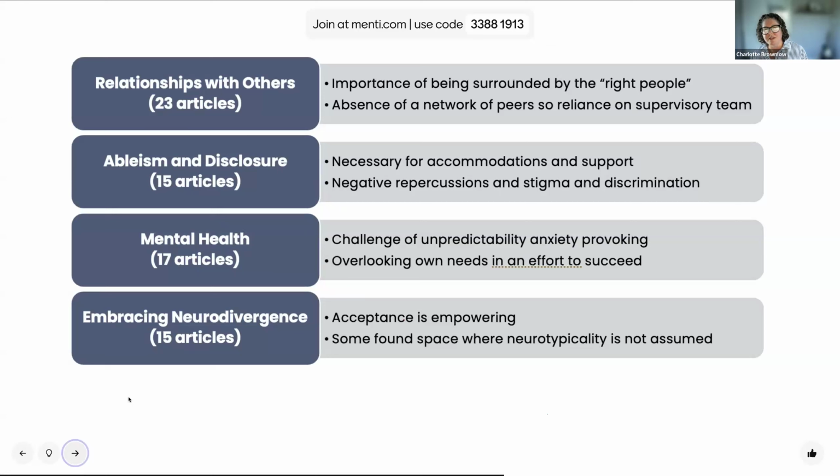What was interesting was there was a huge call for much more of a narrative of embracement of neurodivergence. So that notion that acceptance is empowering. And some, quite positively and encouragingly, had managed to find a space where neurotypicality was not assumed. So it was okay to be yourself. And that kind of acceptance was seen as a really empowering move for students.